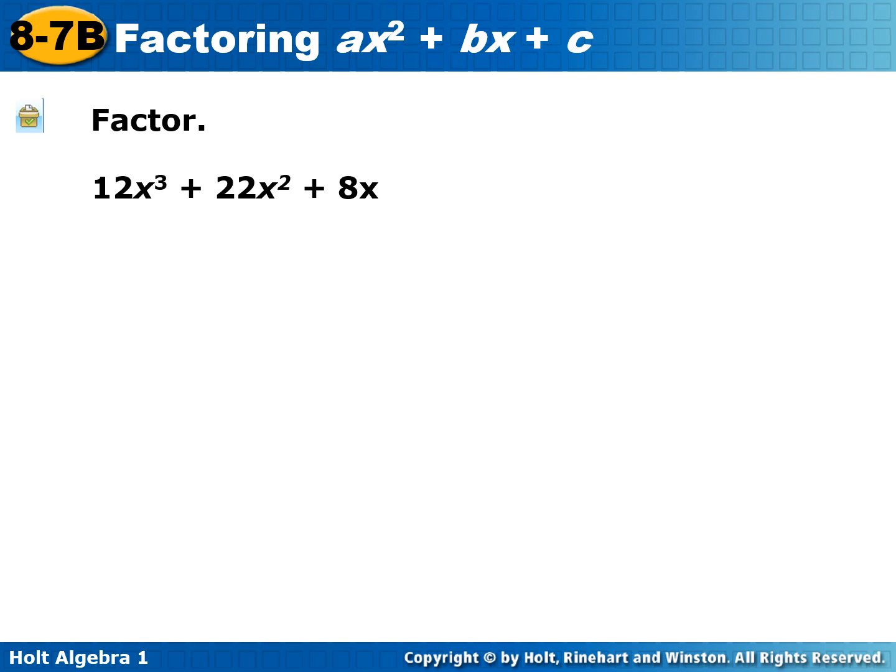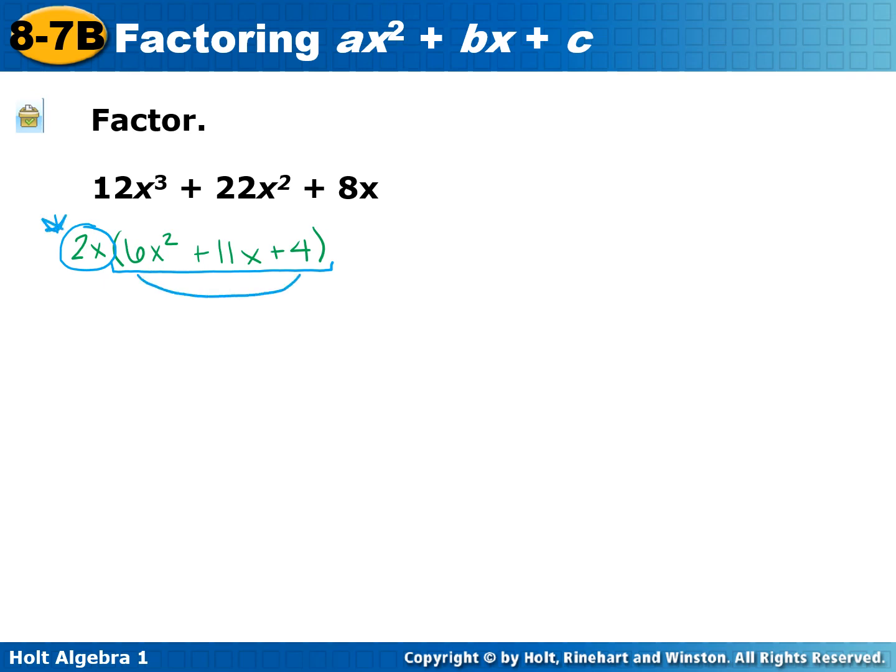12x cubed plus 22x squared plus 8x. Not only can I factor out an 8, I can also factor out a 2. So 2x, 6x squared plus 11x plus 4. All right, here's where life gets crazy. This trinomial, a is greater than 1, so I have to use a times c. But you cannot forget about this at the end. Don't forget that 2x at the very end.